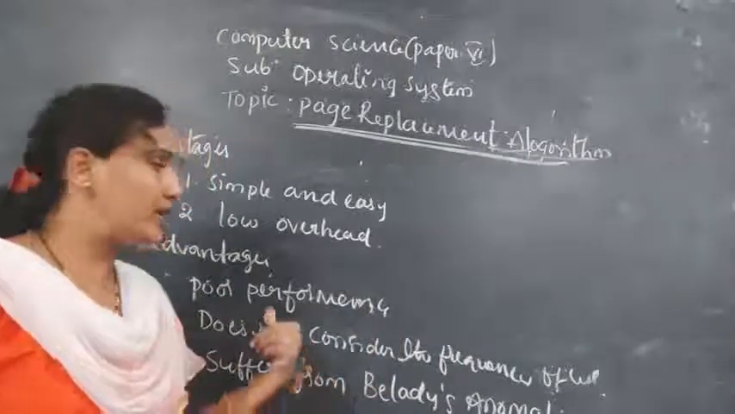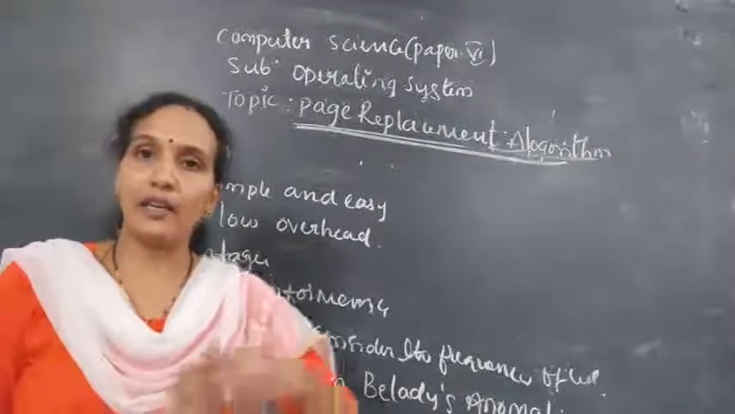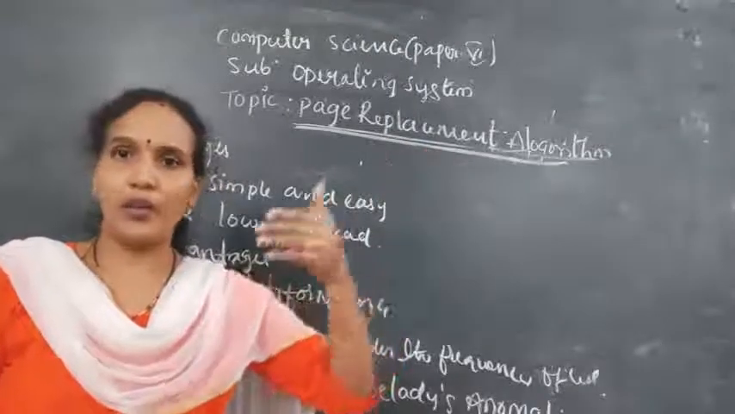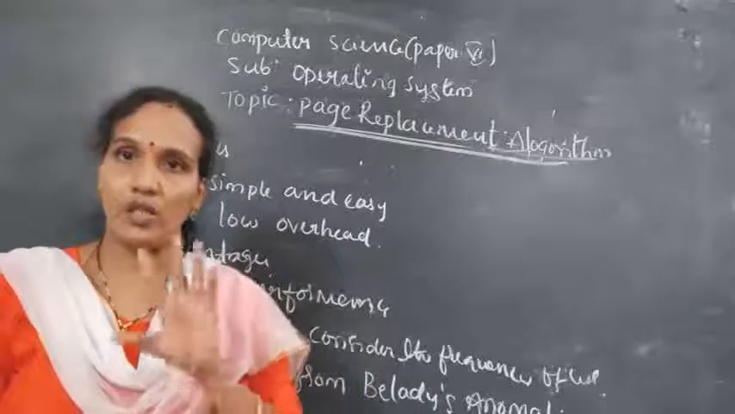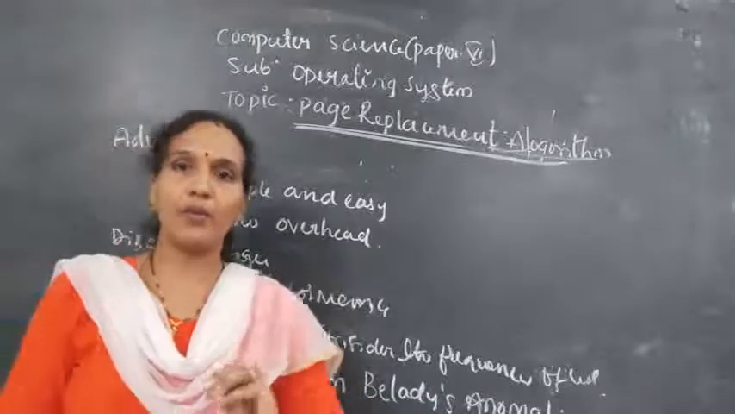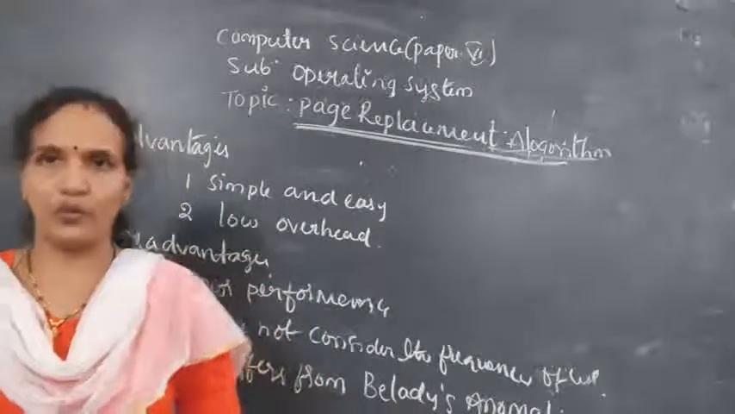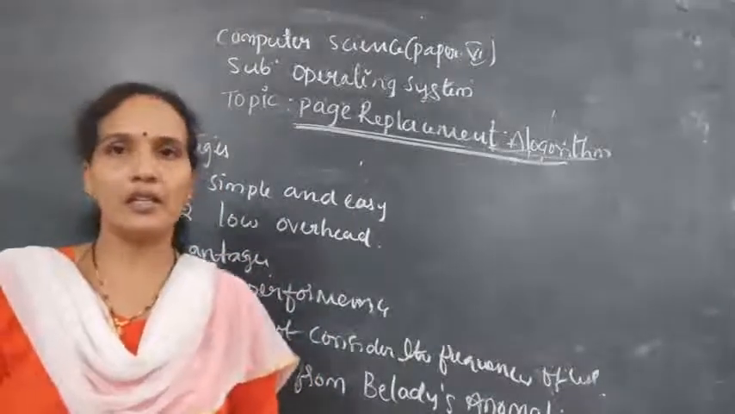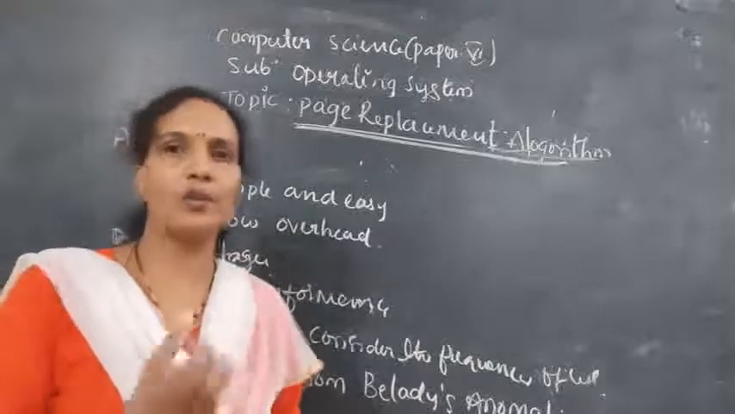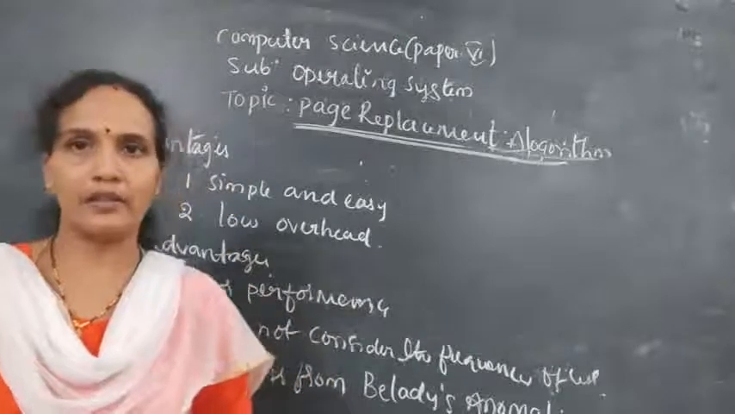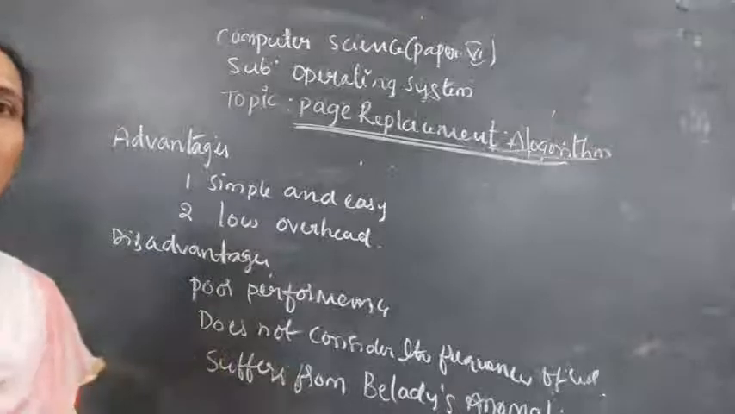Actually, what is Belady's anomaly? If you increase the number of frames, okay, in the previous example, how many frames did we use? 5 frames in the main memory. But if you increase the frames, it will increase the page faults. Understood? Once we come to the optimal page replacement algorithm, there we'll discuss Belady's anomaly.